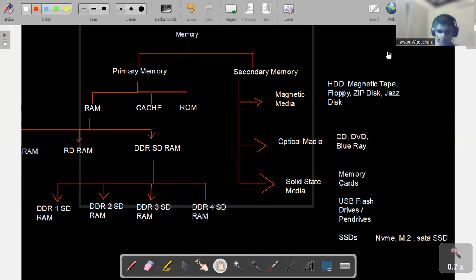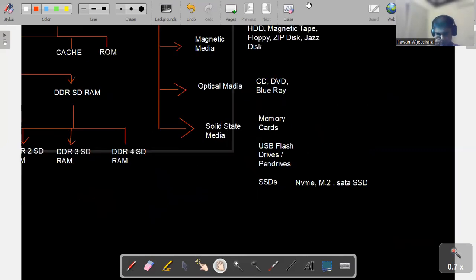Right. Now, got it? Got those things? It's clear. The classification of computer's memory. Pawan? Pehansi? Have you all written down this? Okay, very good. Then we'll move to the next part.